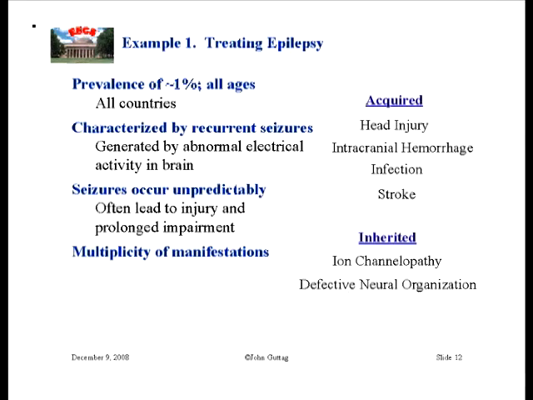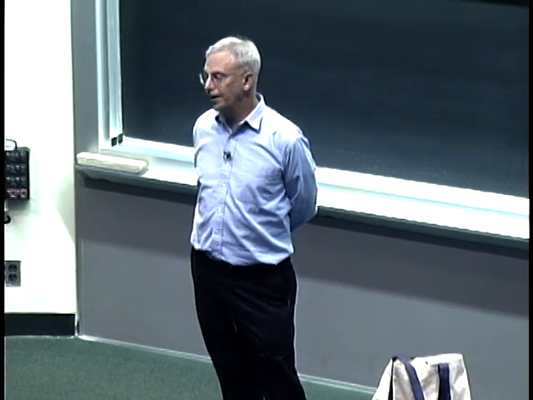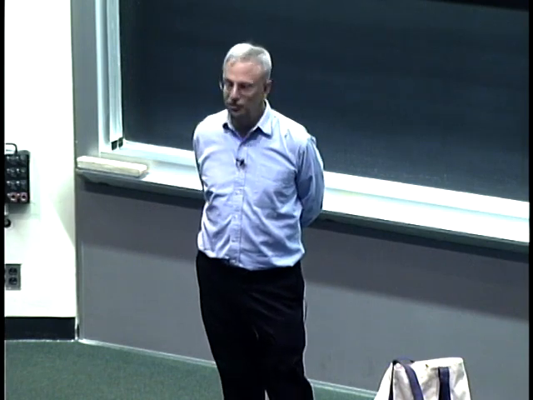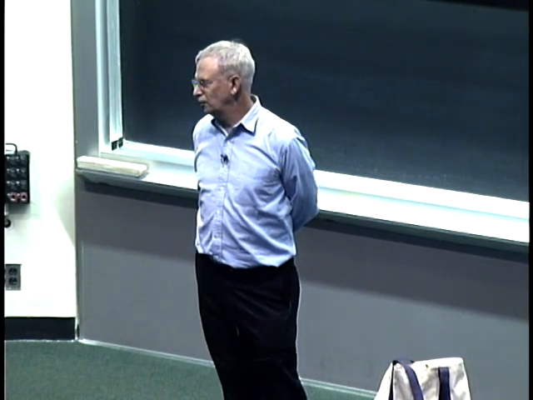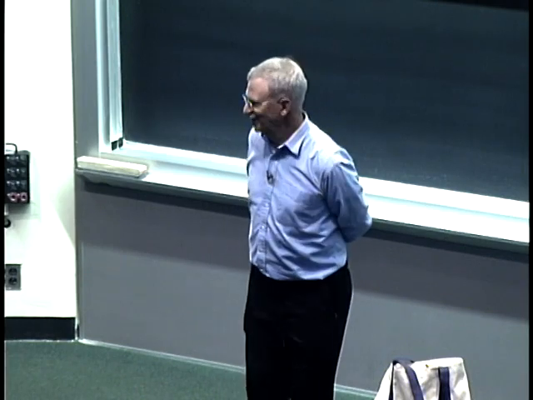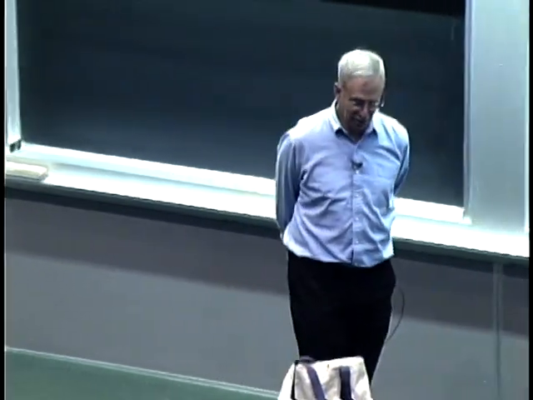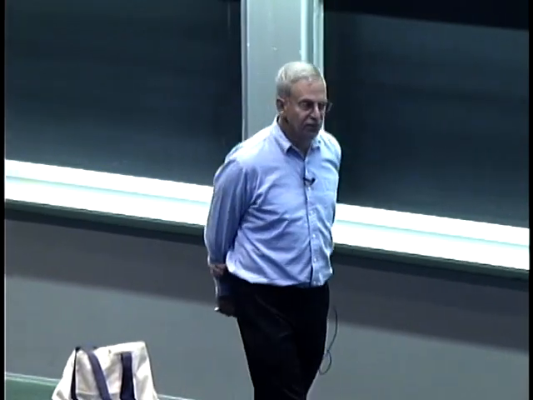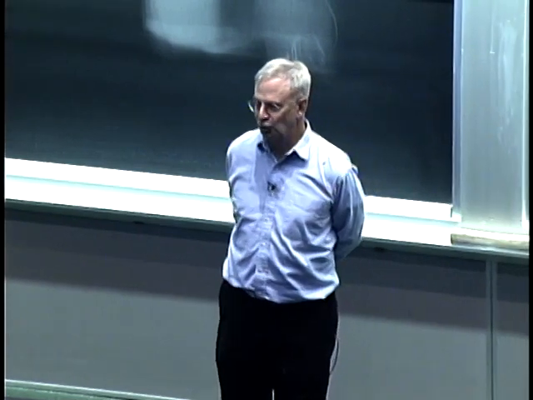So example 1, treating epilepsy. I suspect most of you are surprised by the fact that 1% of the world's population has epilepsy. This is true in almost every part of the world. It's true in the United States. It's true in underdeveloped countries in Central Africa. It seems to be one of the few diseases that's invariant to economic situations. One of the reasons that people are surprised by this number is most folks who have epilepsy try and keep it a secret.